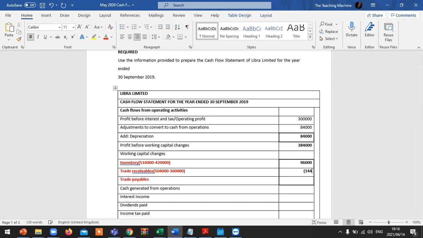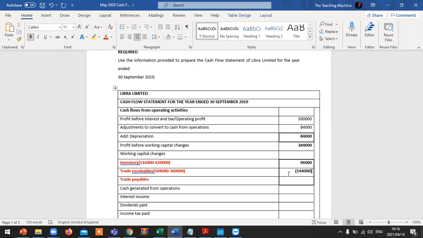144,000 in brackets. So let me quickly explain. Number one, the inventory. We have said there will be an inflow of cash because our inventory decreased in value. Last year, we had inventory that cost 516,000, but currently the value of inventory decreased to 420. So we have exchanged stock for cash. We have sold some of our stock and we have received 96,000.